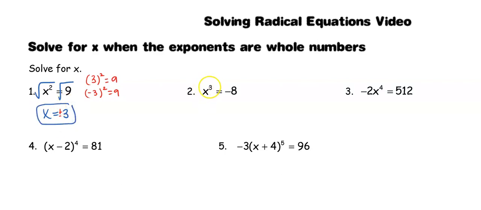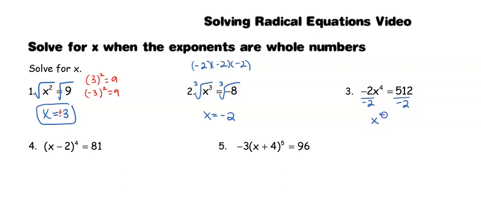Number 2, we have x cubed equals negative 8. So I want to take the cube root of each side, because I want to know what number cubed is going to give me a negative 8. You can do that in your calculator if you don't know what it is, but our answer is going to be a negative 2, and that's because a negative 2 times a negative 2 times a negative 2 is equal to a negative 8.